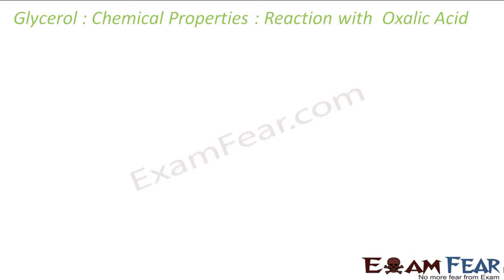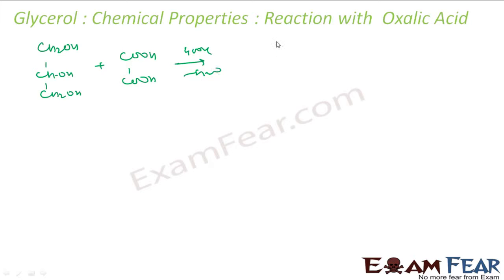Okay. Now we'll see the reaction with oxalic acid. So I have this glycerol, and when I react this with oxalic acid at a high temperature, maybe 400 Kelvin, water is lost, and this is the compound you get. Correct. Now if you heat this, carbon dioxide is lost from here.